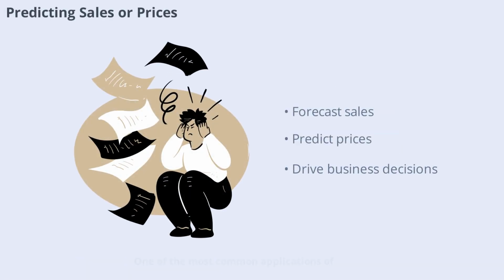One of the most common applications of linear regression is predicting sales or prices. By analyzing historical data, you can build a model that forecasts future values based on key features. This is invaluable for businesses looking to optimize inventory, set prices, or plan marketing strategies. Accurate predictions can lead to better decision-making and increased profitability.